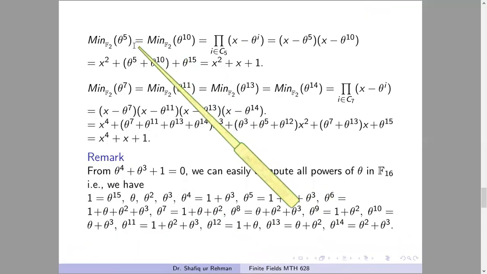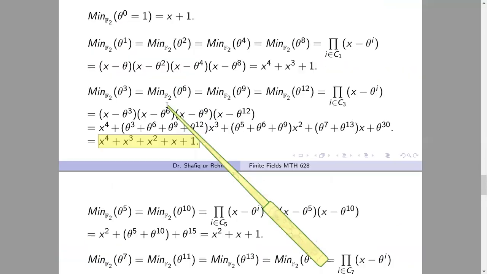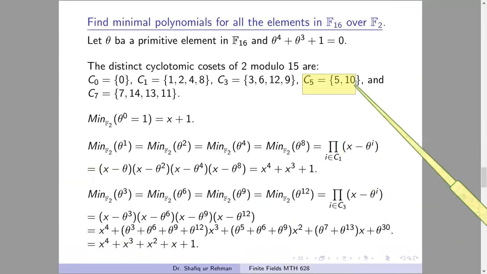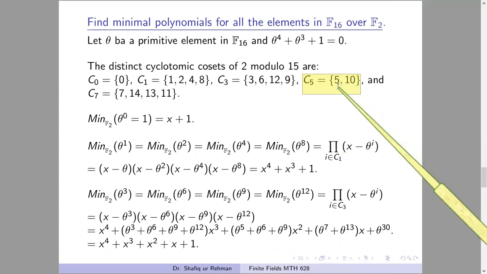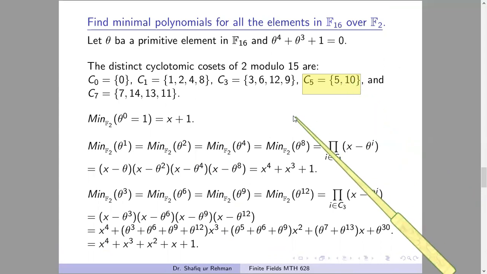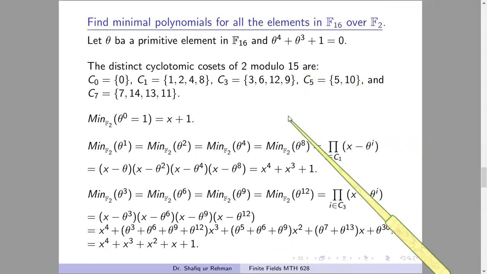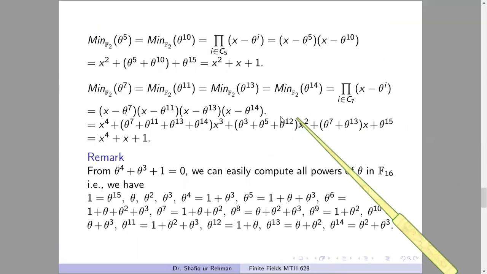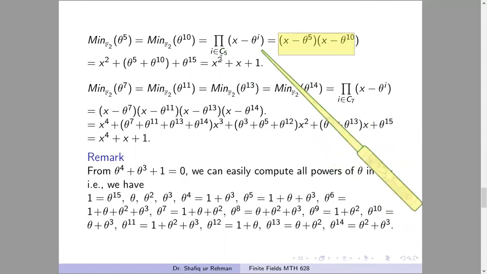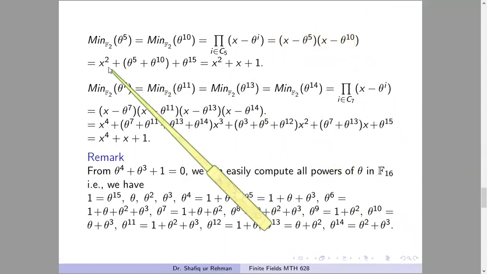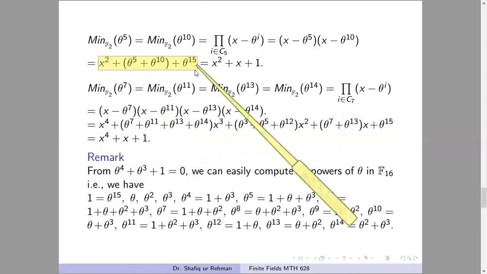Now we take C5, because C5 has 2 elements, therefore these 2 elements will have a minimal polynomial of degree 2. So when we put the values in the formula, we get this product, and after multiplication we get this expression.